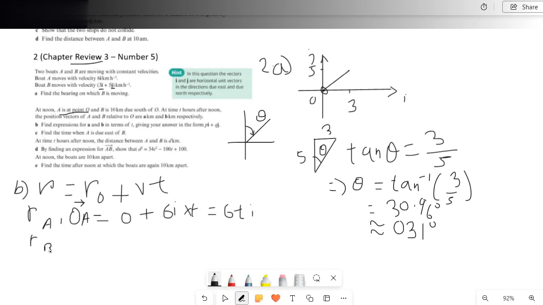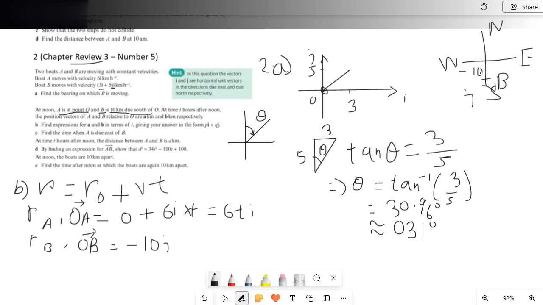For RB, or the position vector of B after time t, is equal to OB, which is r naught, and here the r naught can be found using this information, which says that B is 10 kilometers due south of O. So if you draw the positions for north, south, east and west, we have north here, south here, east here and west here. Because B is 10 kilometers due south of O, B must be in this position and this must be 10. So the r naught for B is minus 10j, because the y-axis is considered as j.